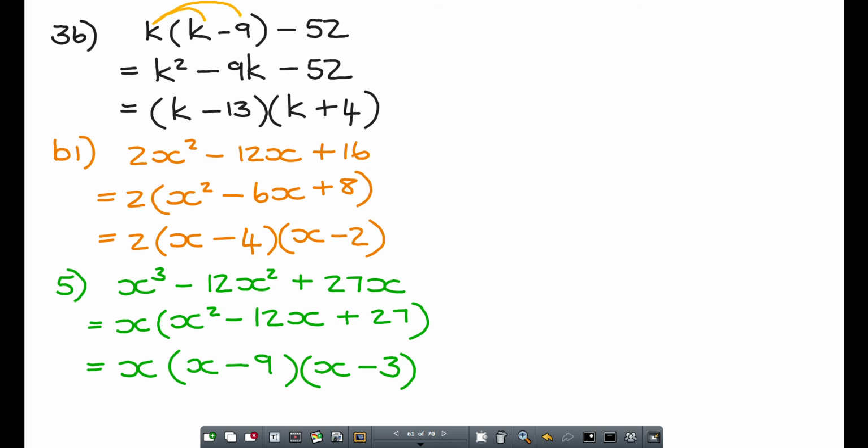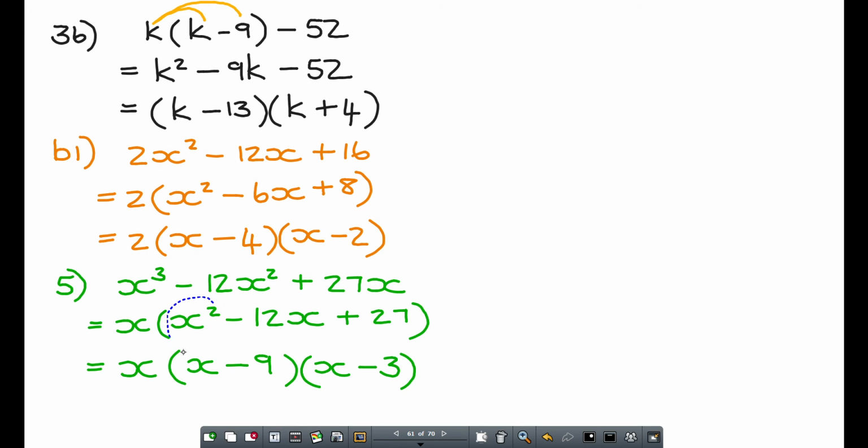Had to take out a common factor of x. So then I'm going to have, in that first term, it was x to the power 3, so now I have x to the power 2. Second term was minus 12x to the power of 2. If I take one of those x's out, it becomes just normal minus 12x. Then the third term was 27x. So I take that x out, so now I just have 27. Okay. Then this bracket now forms a normal trinomial, so I could go and factorize that.